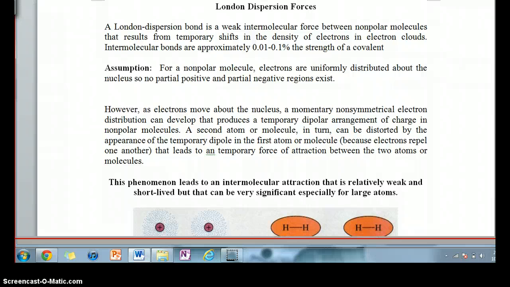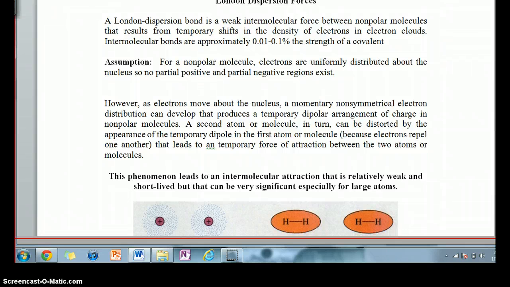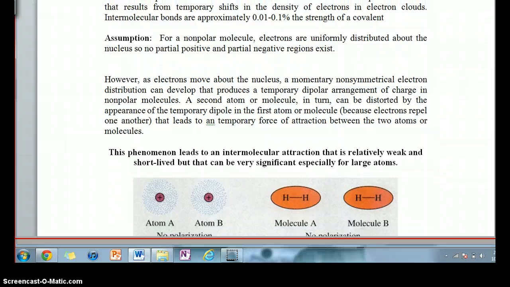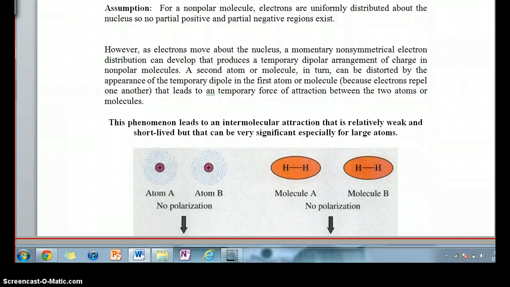One important thing to keep in mind about London dispersion forces is that all molecules experience some form of London dispersion forces. However, they are really only significant for molecules that are nonpolar, or nonpolar covalent in terms of their intramolecular forces. Remember, we've been talking about intermolecular forces for things that have a positive and negative end of the molecule. So what kind of intermolecular forces do molecules have if they don't have that polarity within the molecule themselves?